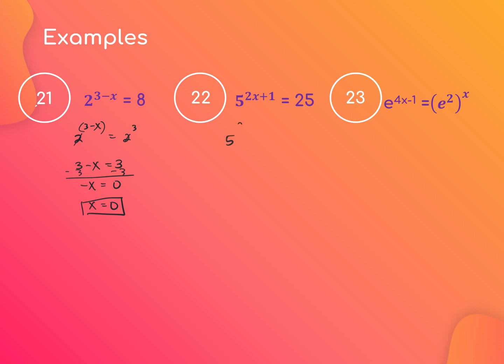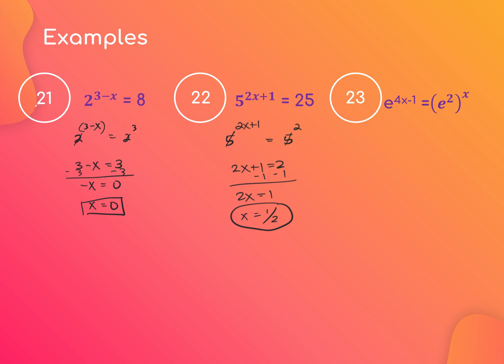Again, I keep going here. I've got 5 to the 2x plus 1 power equals, and 25 is 5 squared. So 2x plus 1 equals 2. Subtract 1 from both sides. 2x equals 1, and x equals a half. Again, I can have x equaling 0 or a negative number. x can be a fraction.